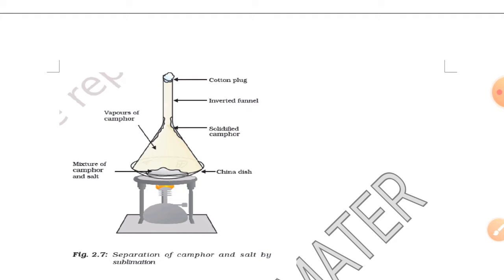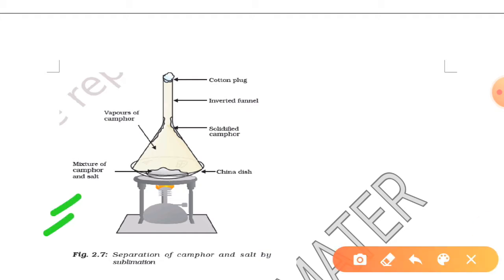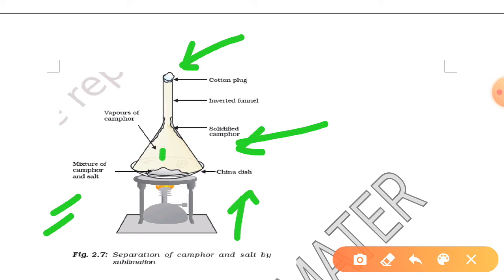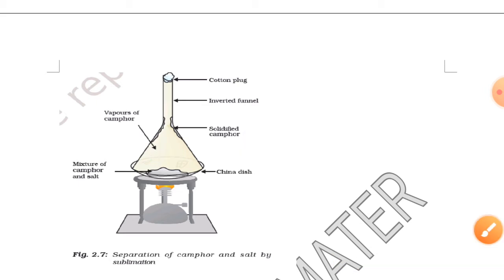Here students, you can see that in a china dish we have taken a mixture of camphor and salt. This is a funnel and we have inverted it. On the top of the funnel we have placed a cotton plug so that the vapor of camphor may not escape. Now when you heat this mixture, camphor, which can undergo sublimation, will sublimate. Then after sublimation its vapor will go up and there it will condense to form solid camphor. So you must have understood it.